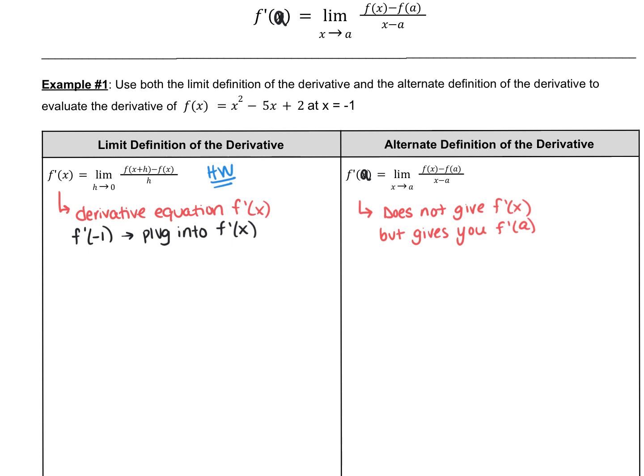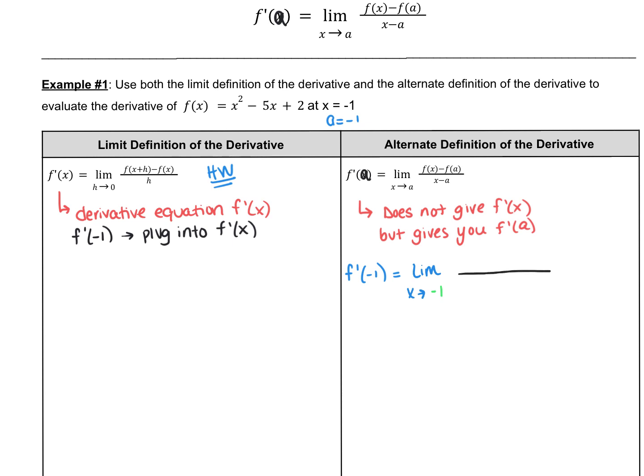So the question is asking us to evaluate the derivative at x equals -1. So that's your a value. So we want to find f prime of -1. So what we're going to do is plug into this equation, and every time we see an a, we're going to put a -1. So here and here. So let's go ahead and rewrite what we have. We have the limit as x approaches, now instead of a, we're going to put -1.